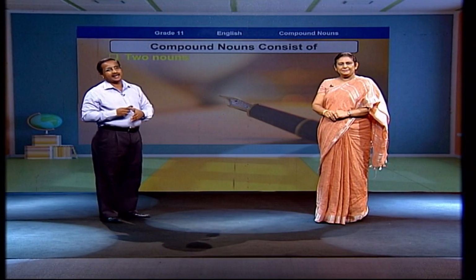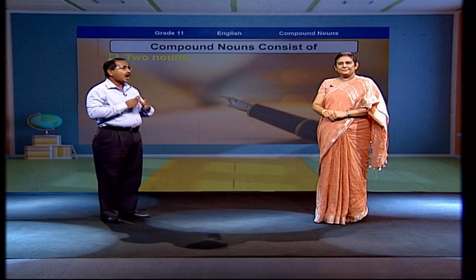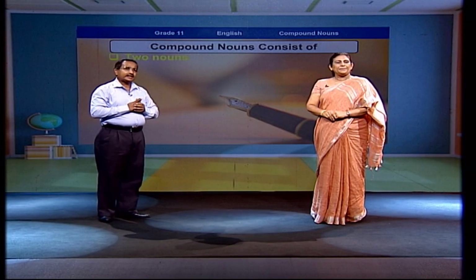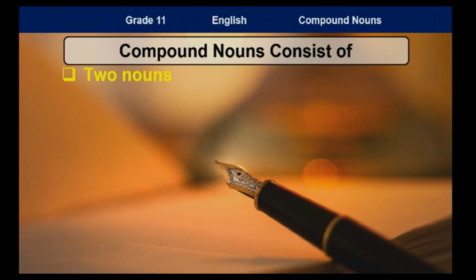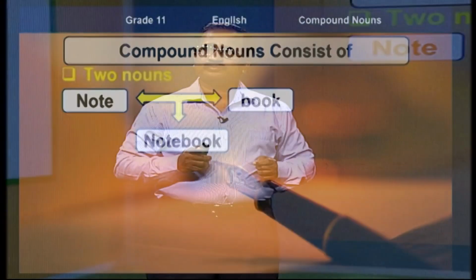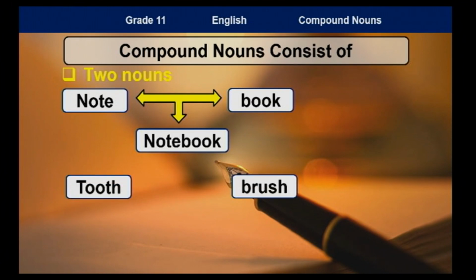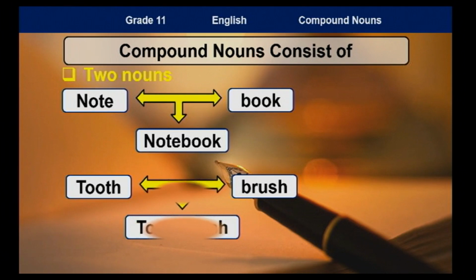Now in the next slide, we are going to discuss how we can make compound nouns. Let's see the first one. There we are going to make compound nouns by adding two nouns together. Have a look at these two nouns. Yes, note is a noun, book also a noun. So what is the compound noun that you can generate by adding these two nouns together? Notebook. Next. Tooth, brush. What is the compound noun?